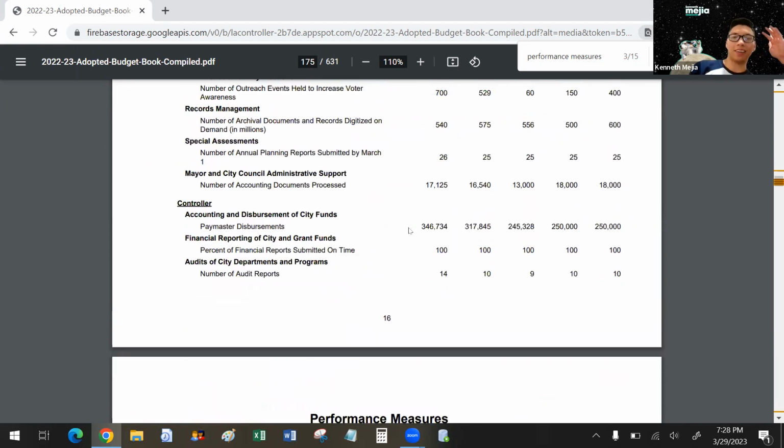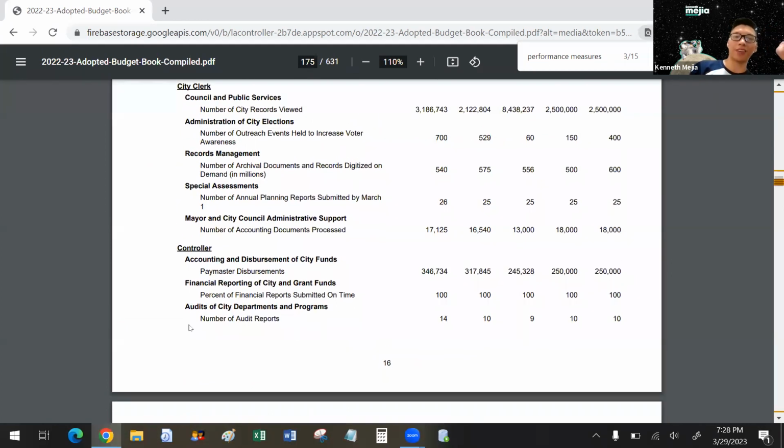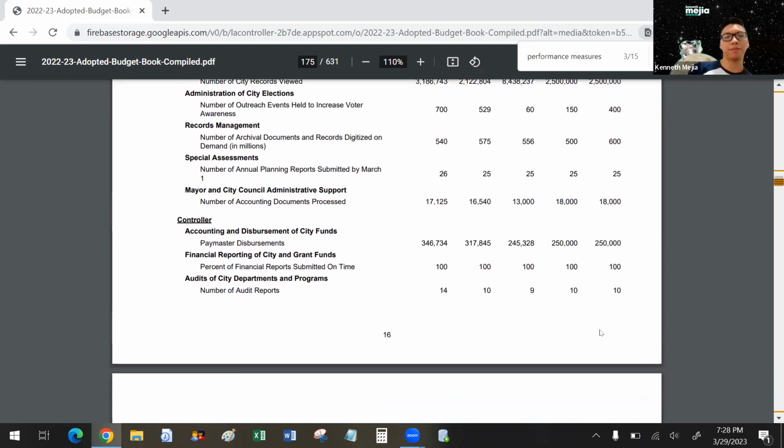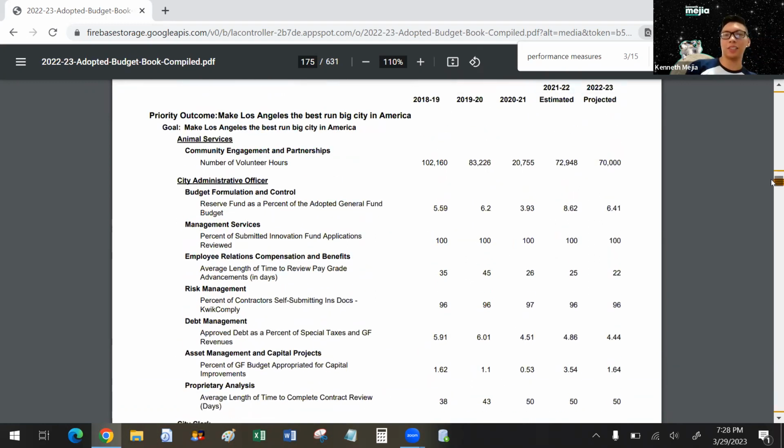And you could see here under the controller, our office, we show the number of audit reports we released in the fiscal year. So 14 five years ago, and then it went down to 10, 9, 10, 10. So you can just see how departments are performing. That's cool to use too.